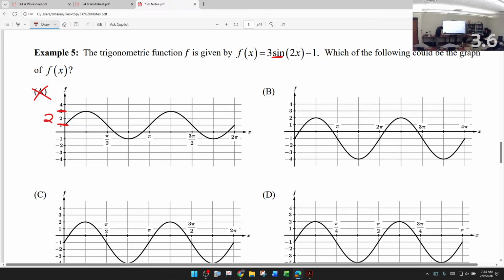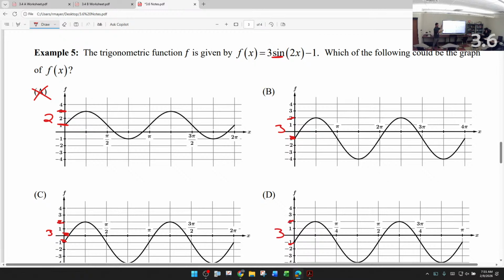This is, let's see, this midline is 0. No, what's that? Is that midline? No, this midline is negative 1. Negative 1 to 2, that distance is 3. So we could be this one. This is from negative 1 to 2. That's 3. Could be that one. And this is from negative 1 to 2, and that's 3.